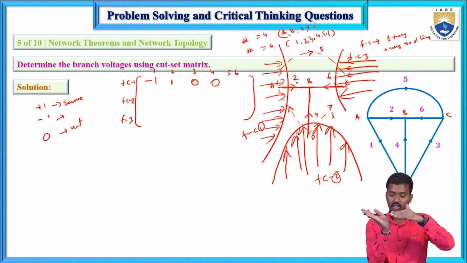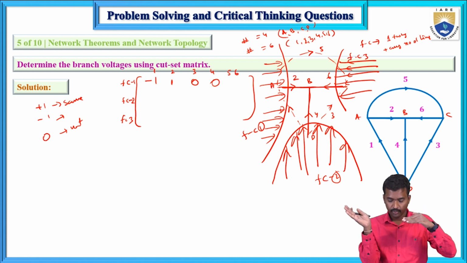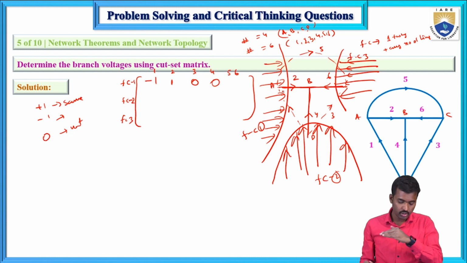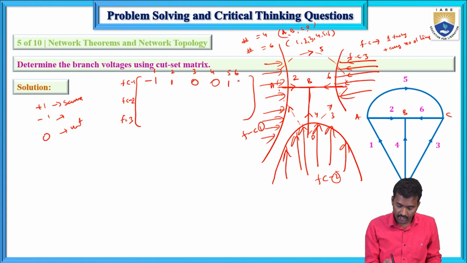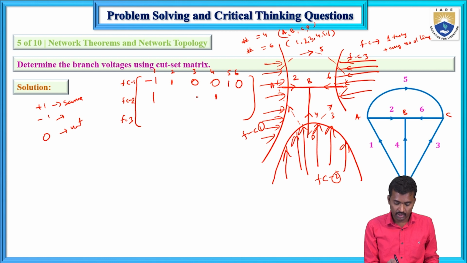The 5th branch direction is like this, and the F-cut set 1 direction is also like this. So this is +1 and this one is 0. The 6th is not associated. Now next, for F-cut set 2 direction, the 4th is in the same direction, since the 4th is a twig, and 3 and 1 are in the same direction. Remaining all are not associated.